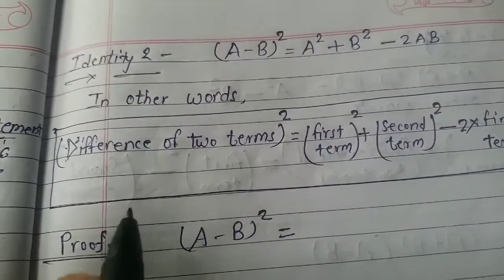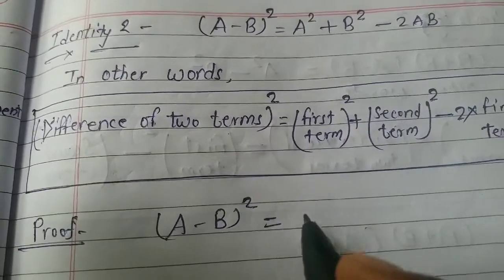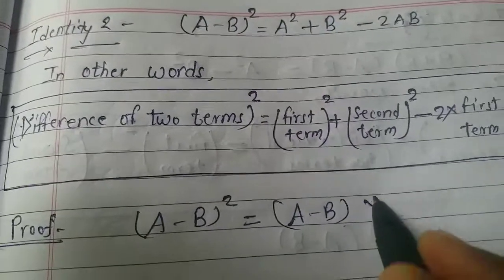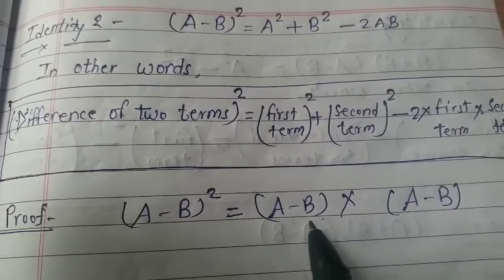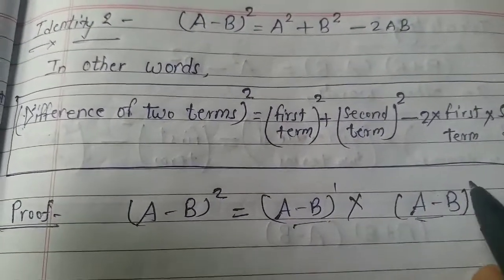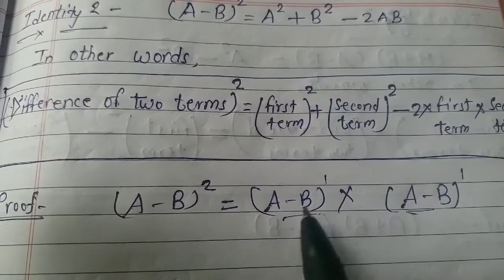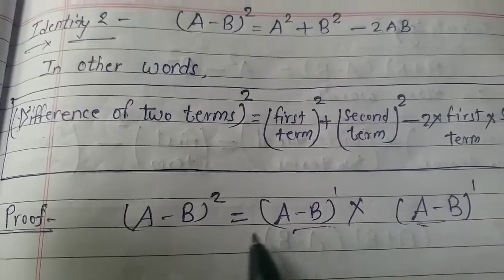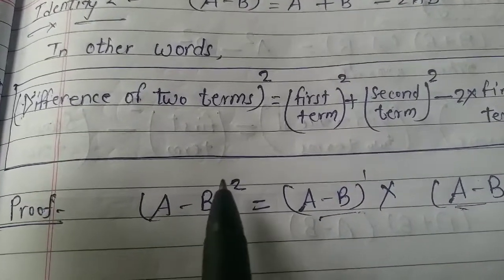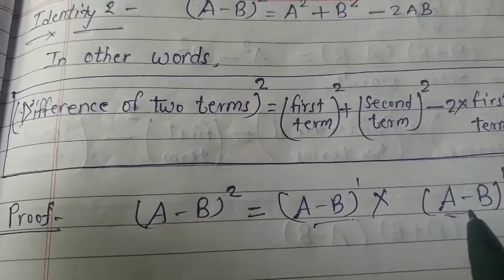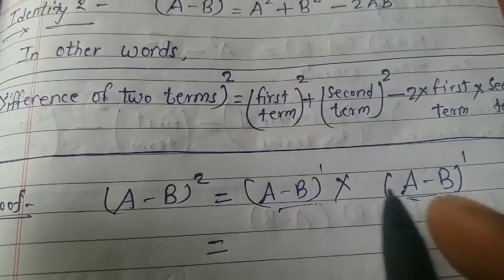Now I am going to prove the second identity, that is (a - b) squared. We can write (a - b) whole squared as (a - b) multiplied by (a - b). Since we know that if bases are the same then powers are added, here the power of (a - b) is 1 and here also the power is 1. Bases are the same, so powers are added: 1 plus 1 is 2, and it gives (a - b) whole squared. Now we write (a - b) squared as (a - b) into (a - b). Again, multiply (a - b) by (a - b).